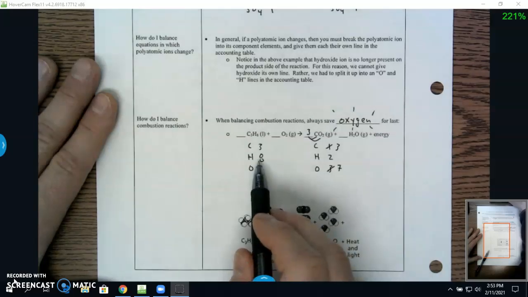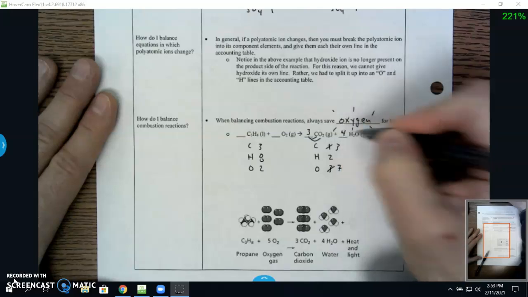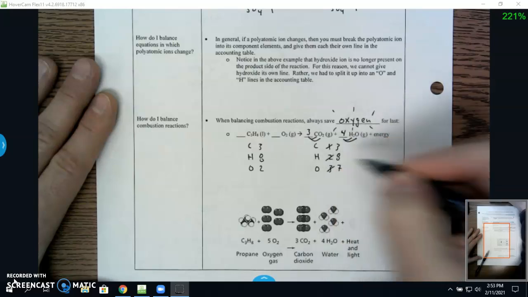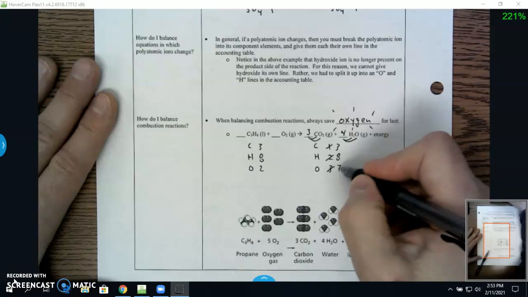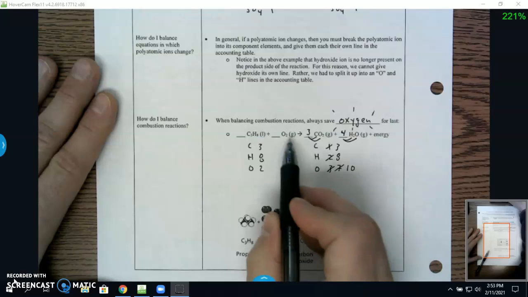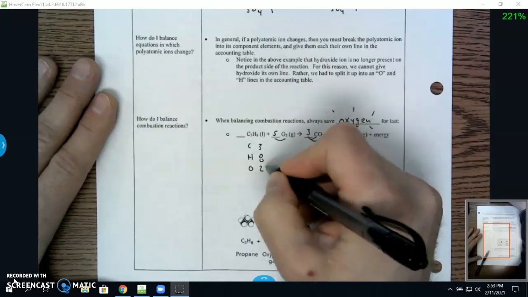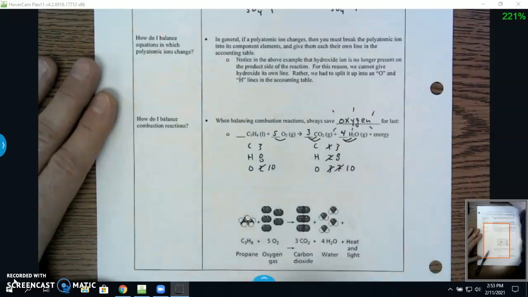Next, I'll balance the hydrogens, 8 versus 2. So I go up here, I need the coefficient 4. 4 times 2 gives me 8 hydrogens. There's 6 oxygens right here, plus another 4 oxygens right here. That's a total of 10. And then I ask myself, what is 10 divided by 2? It's 5. So that's the coefficient that I need right there. And again, because we've been nice and neat with our organized accounting table, we can easily scan left and right and see that it's balanced.